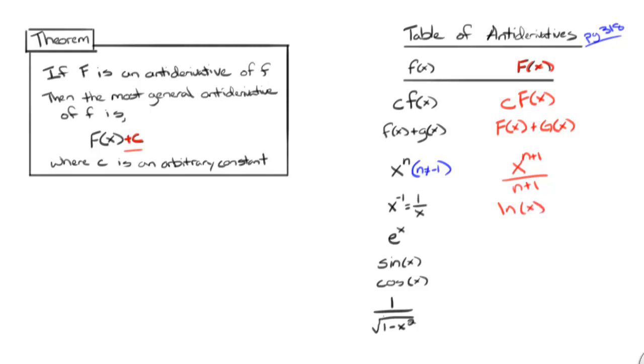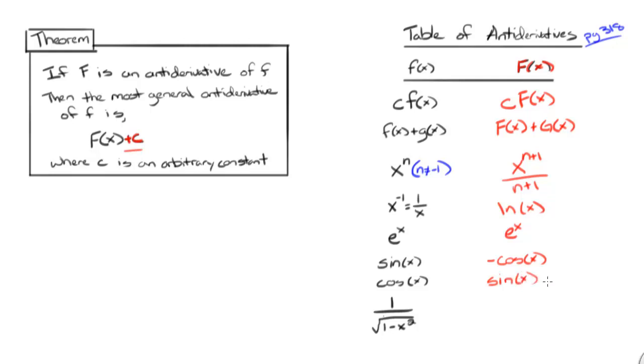And then the antiderivative of e to the x, well, this is the fun, easy one, is just e to the x, so it doesn't change in differentiation. The antiderivative of sine of x would almost be cosine, but because differentiating cosine produces a negative, the antiderivative of sine would actually be negative cosine of x. The antiderivative of cosine is sine of x.